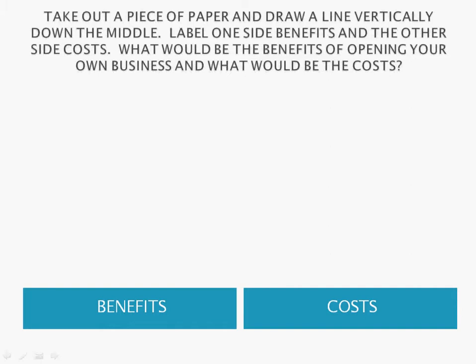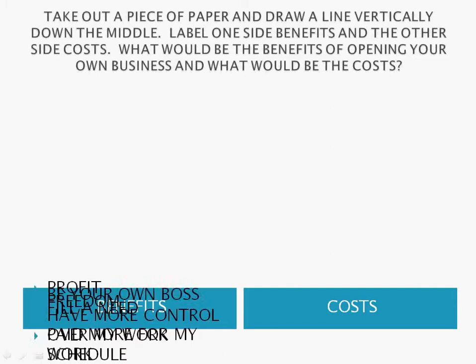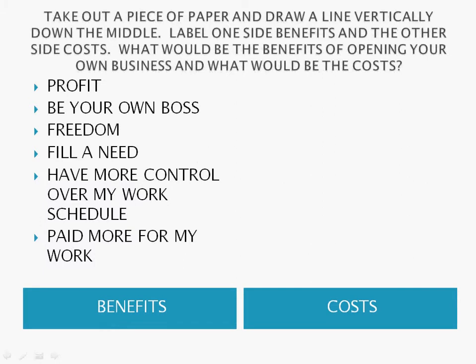Alright, so now that you guys have talked about some of the benefits and costs, let's look at some. Some benefits, some reasons many people choose to go into work for themselves are profit. They want to make more money. To be your own boss, because then you decide when you go in and when you go home. You have freedom to do the things that you want to do. Or maybe you start a business because there's a need for it and you know how to do it, so you know it'll be a good job. To control your schedule and get paid more for your work.